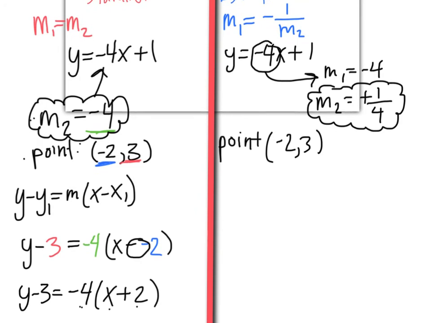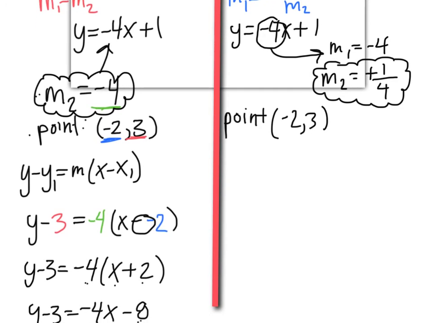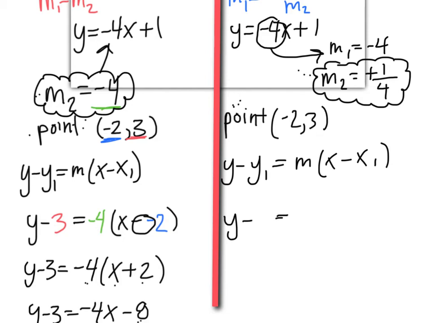And just like before, we want to use point slope form because we are given a point and we're given a slope. Y minus y1 equals m times x minus x1. Let me write down the skeleton. So what's my y1? It's 3. What is my slope? Slope is positive 1 over 4, so you could just write 1 over 4. What is my x1? x1 is negative 2.